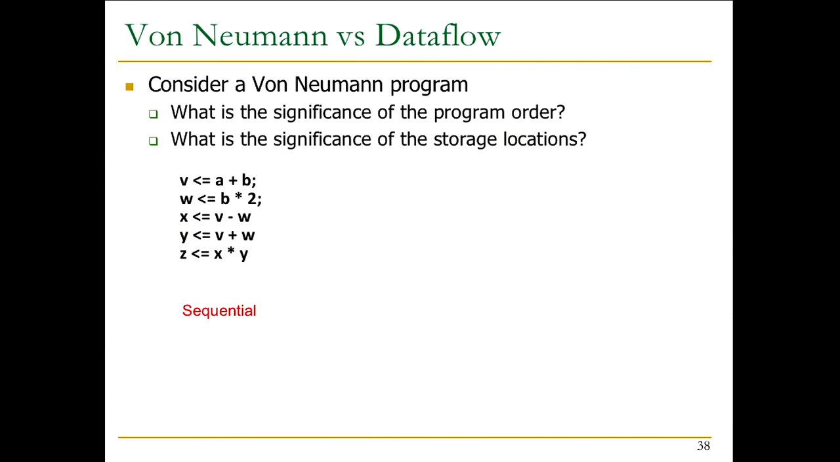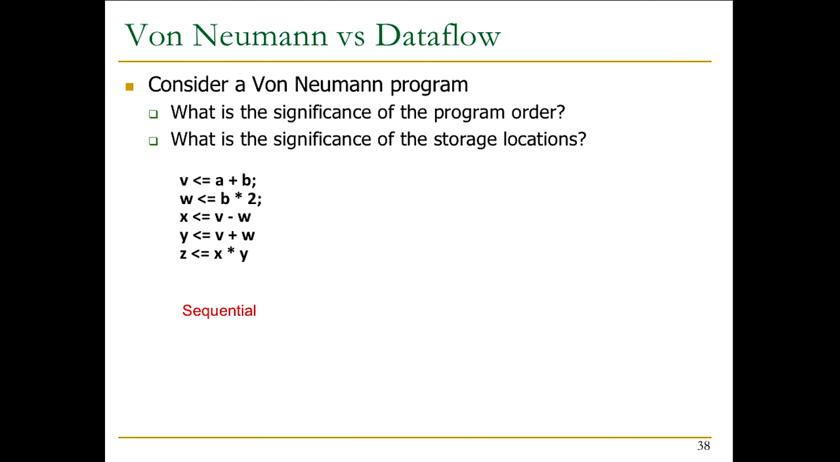The program order clearly gives you a nice ordering of instructions that you can reason about. But beyond that, it doesn't provide much, right? I'll build the data flow graph soon. But as for the significance of the storage locations, you add a plus b and store it into v. You multiply b by 2 and store it into w, and then you do v minus w to get x, and v plus w to get y. And then you multiply x and y to get z. Assume that your output is only z and you don't care about whatever else is produced.